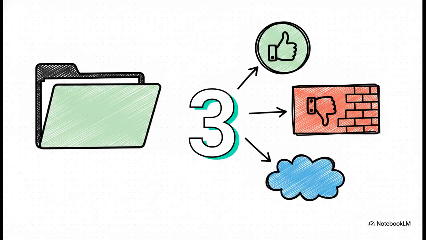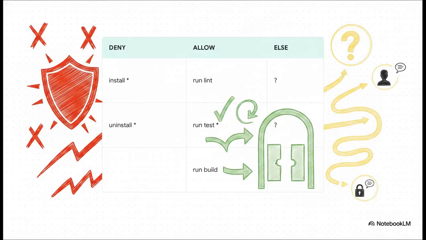Well, that brings us to our key stat for the day. 3. Just 3. We're talking about one single settings file and exactly 3 simple arrays. You've got allow, you've got deny, and that's the whole shebang, nothing else. By just setting up these lists, you can instantly flip your workflow from those endless, annoying interruptions directly into smooth, pre-approved autonomy.